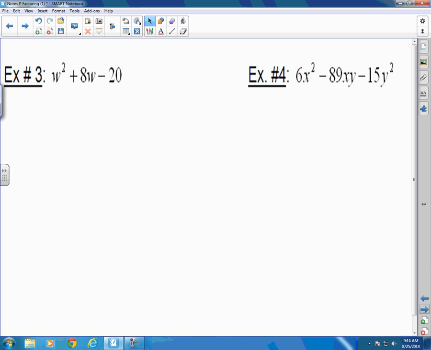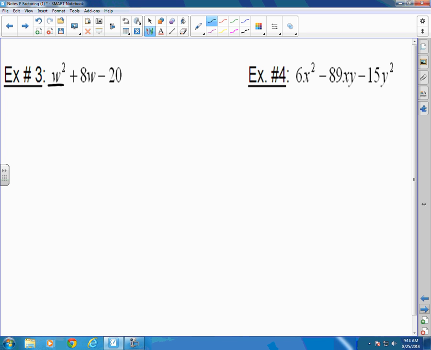The next four problems use either trial and error or the AC grouping method. The first one is pretty much a straightforward one. We have w squared plus 8w minus 20. The reason I say it's straightforward is because the first term doesn't have anything in front of it. The coefficient is just a 1.